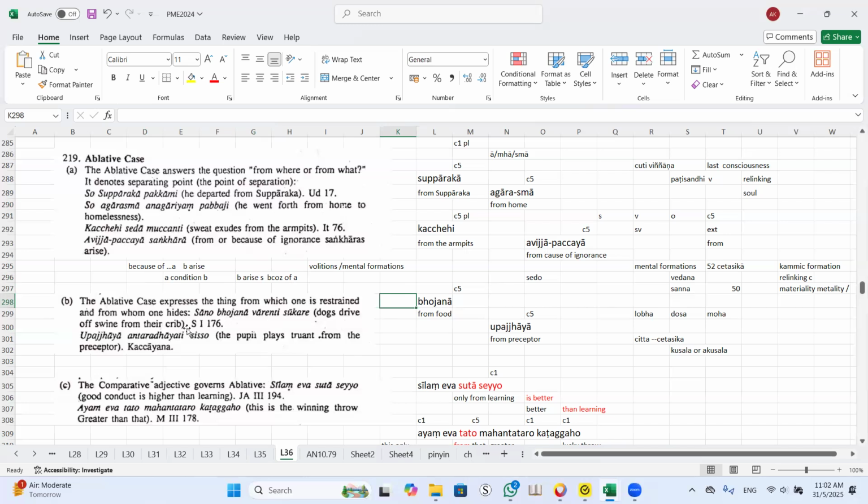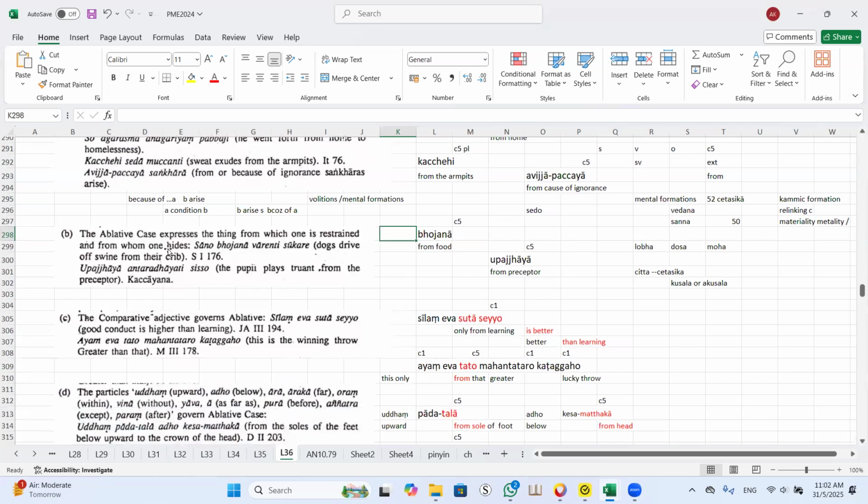Actually, the connotation of "because of" is "from". Because of and from. All right. Yeah, the connotation is from. So this word, pachaya, has too many meanings. So it depends on how you take the word. Okay, we will move to the next one.